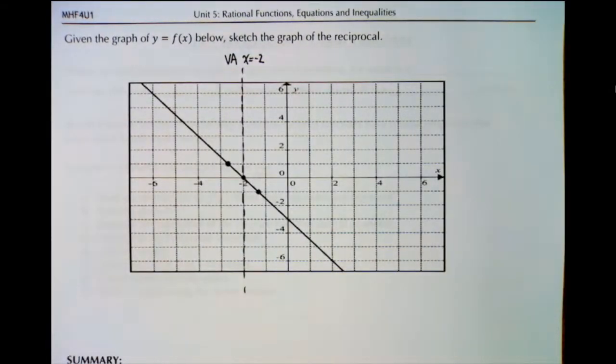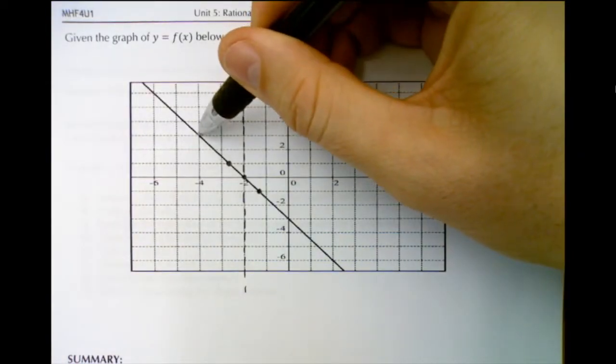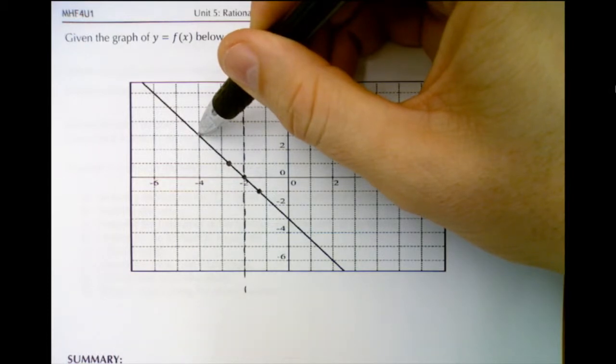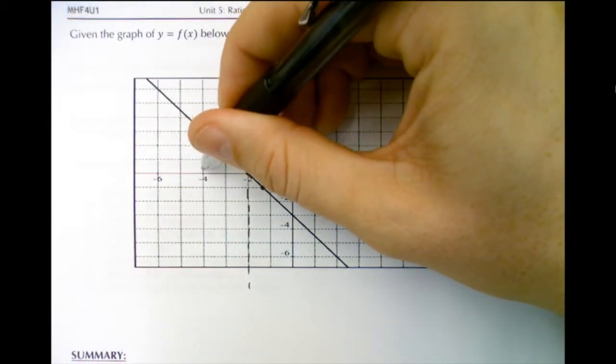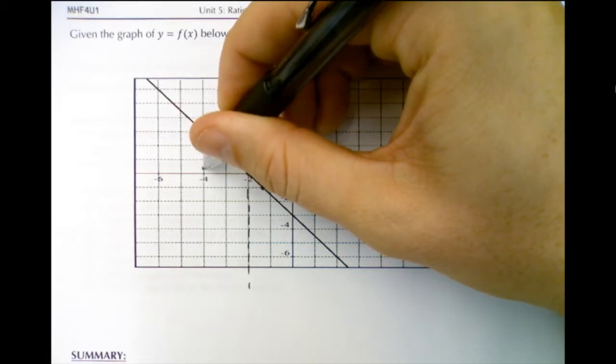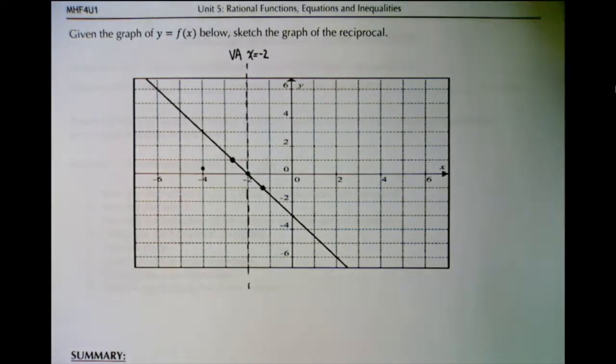To find a few more points, we would just need to look for some y values and then find their reciprocal. Here's a nice point right here. It crosses at y is 3. The reciprocal of 3 is a third. A third would be down here. Okay, the x value stays the same, and we take the reciprocal of the y value.